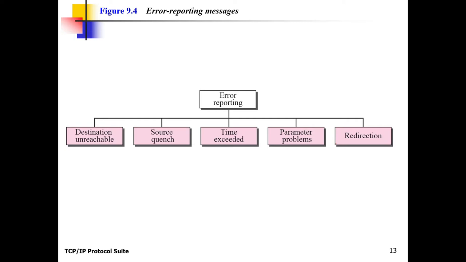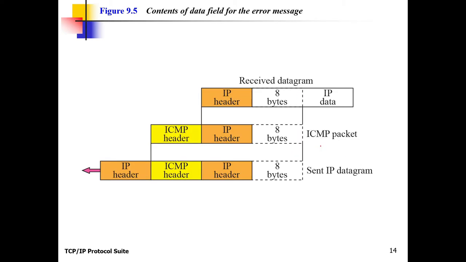Now, remember when we said there is error reporting? There are 5 types of error reporting, and we already discussed them. Destination unreachable, we'll take a look at it. Source quench, we'll talk about it. Time exceeded, we'll take a look at it. Parameter problems, where there is some error in the header or something, and you have to act. And there is also redirection.